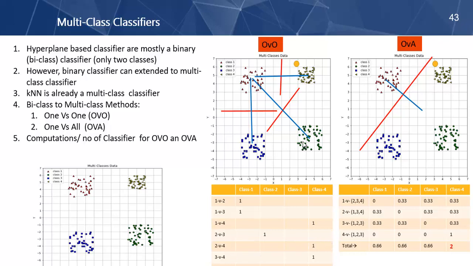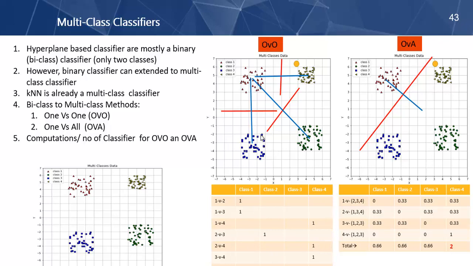Now 2 versus 4, so the separating line will be like this. So it is on the fourth class side. The yellow point is in the fourth class, so 4 will win.